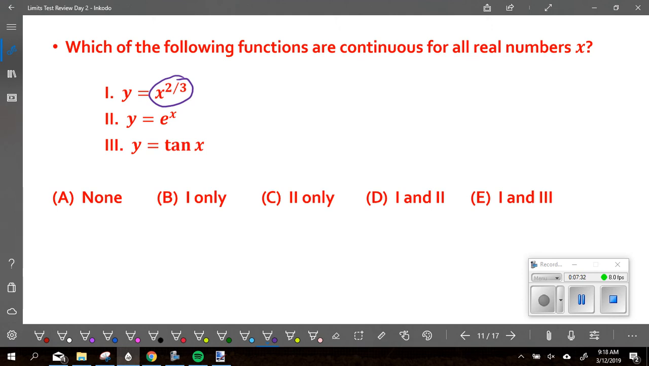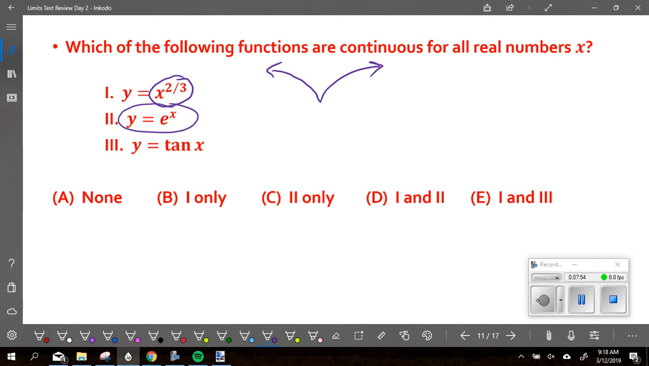You're cube rooting. Can you cube root numbers? You can cube root any number, and then you're going to square it. And so there's no x value that you could plug in and this not work. The graph looks like this. There's no number. If I plug in 0, I can take the cube root of 0. If I plug in -10 billion, I can take the cube root of that and then square it. It's going to be okay. And so A is continuous.